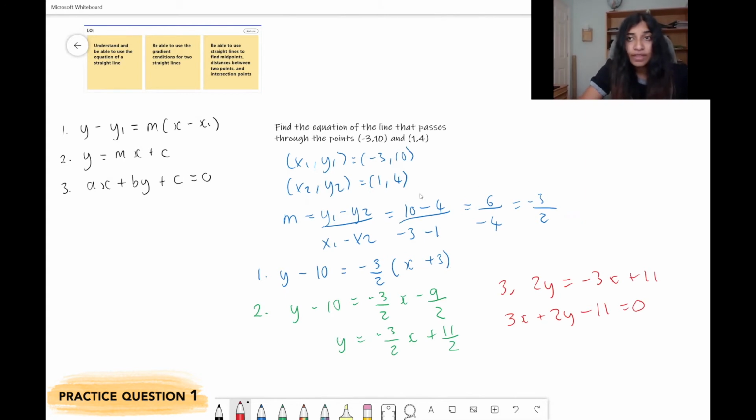So that's the 3 ways you can write out an equation in the 3 different forms.